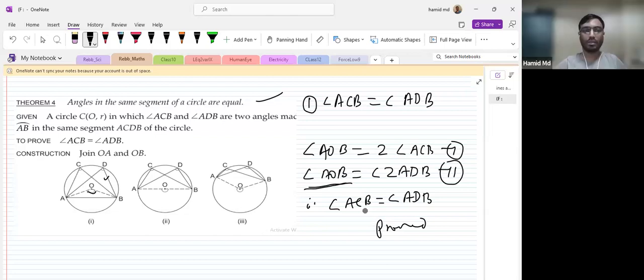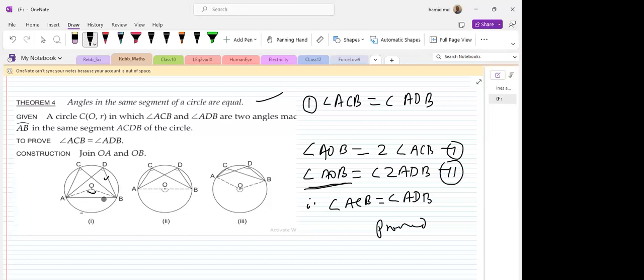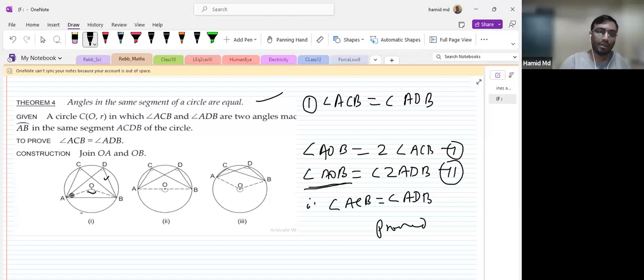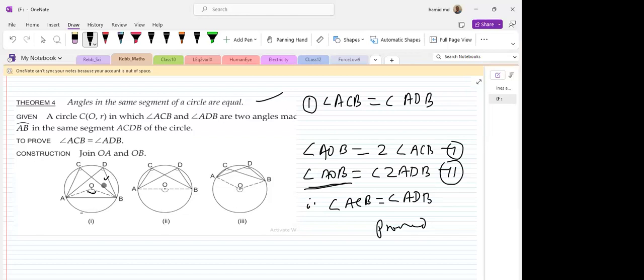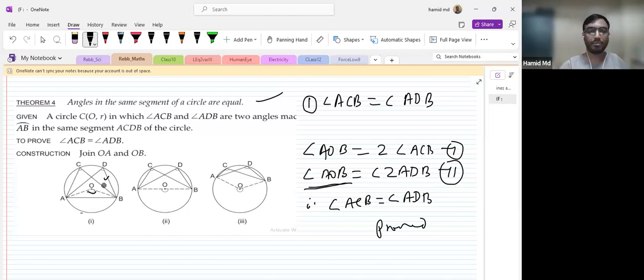Okay. So the statement in another way is that this is the same arc. AB is the arc, right? This is the same arc, and the angles subtended by the same arc on the circle are always equal. Okay. So you may write down this statement. This is a very important statement to solve the problems.